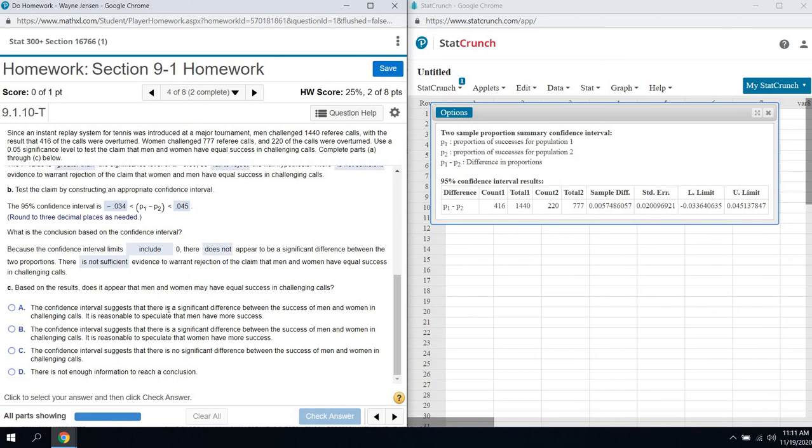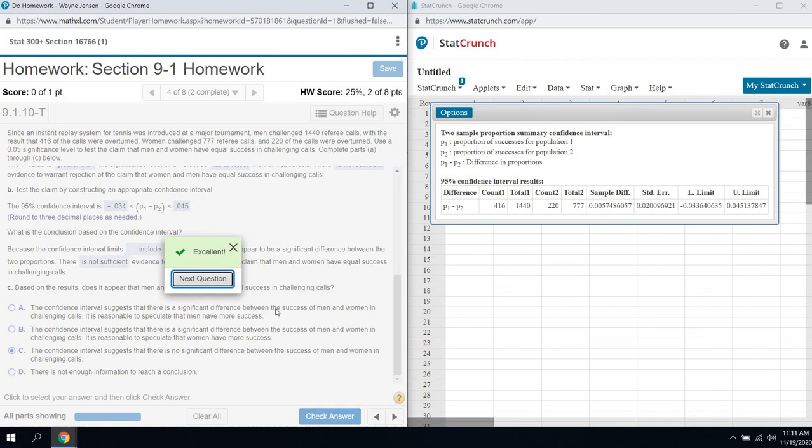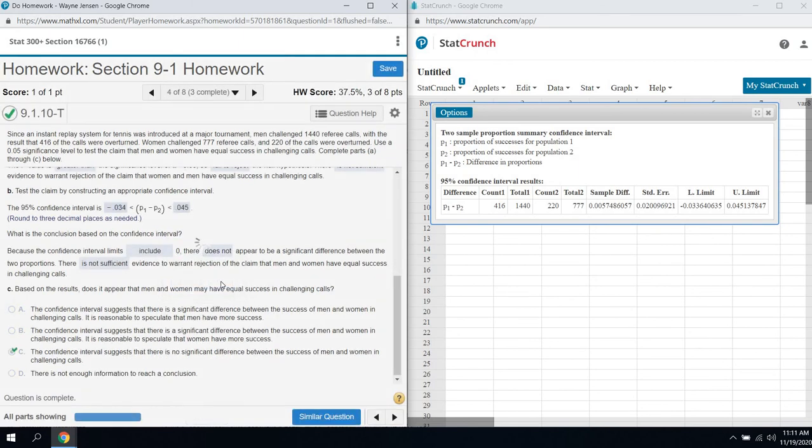The confidence interval suggests that there is a significant difference. Nope. The confidence interval suggests that there is no significant difference between the success of men and women. It seems like we're just restating what we wrote, but they like it.